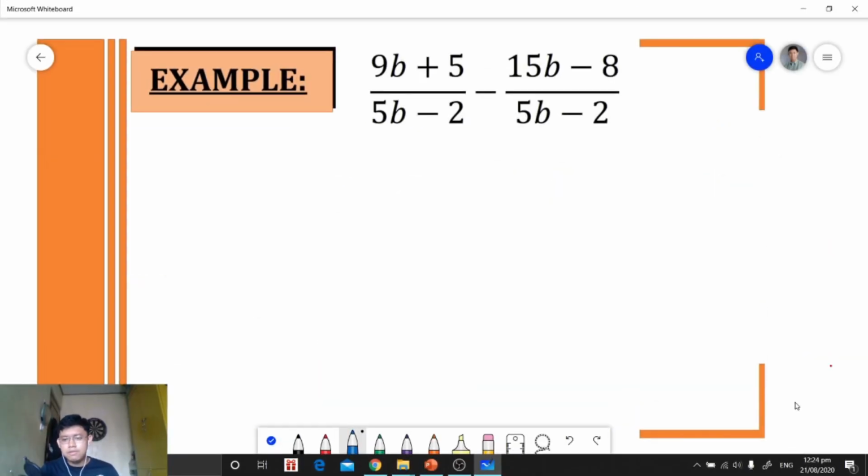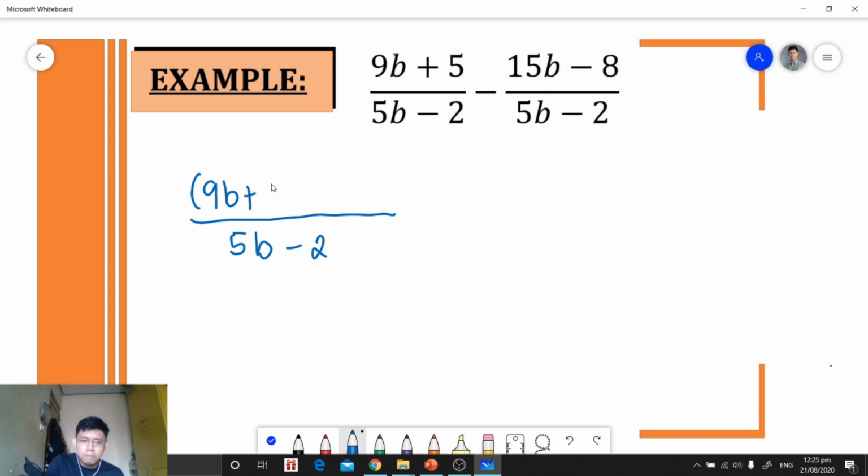Okay, so let's have another example. For example, we're given this expression. Knowing that they have the same or common denominator, we will just copy the denominator. Okay, place them in one rational expression, 5b minus 2, and then we will subtract our numerators. So let's copy first our numerator. Let's place them inside the parentheses.